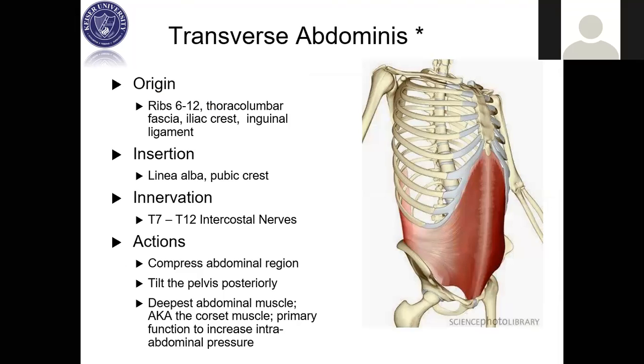The transverse abdominis is a core muscle. The transverse abdominis is a deep abdominal muscle. All right? It's very, very important to work this muscle. This is your core muscle. When you're talking working your core, we're talking about working deep muscles. Deep muscles.